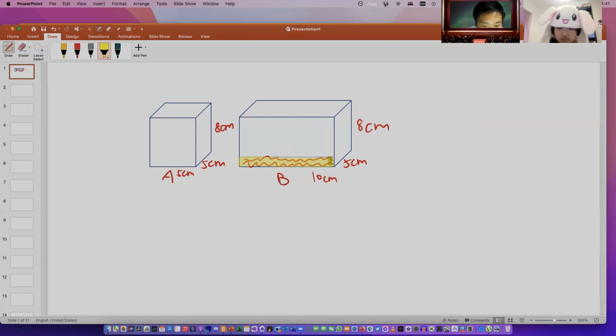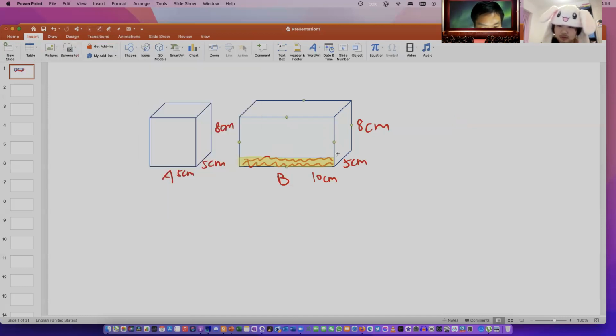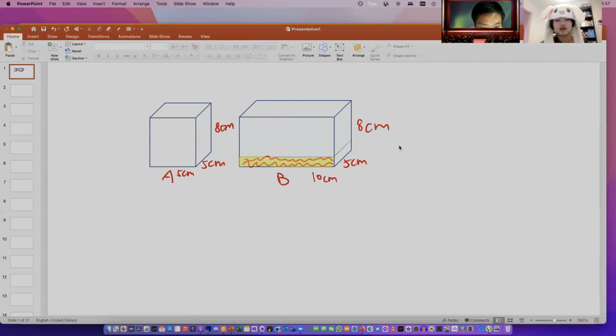Here, is it water or just paper? Paper. Well, if it's water, then you'll go over here also. Yeah, I'm trying to complete it also. Yeah, thanks.